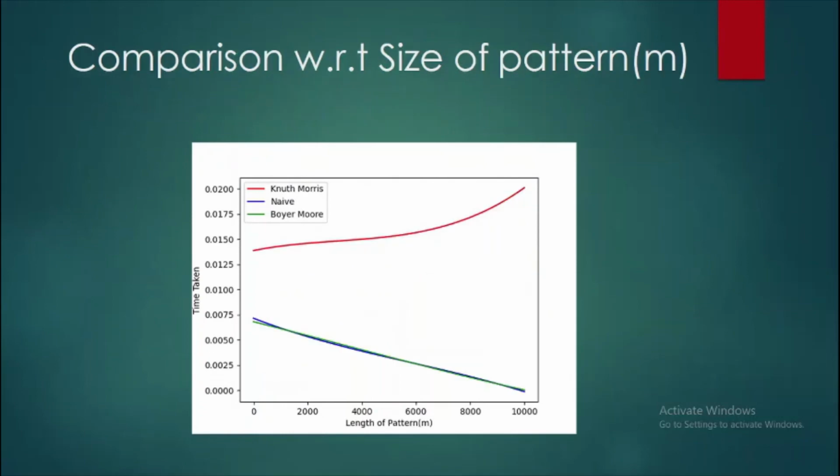Finally, moving on to the last simulation, this simulation is the comparison of size of pattern. In this simulation, we can clearly see that with an increase in the length of the pattern, Knuth-Morris becomes less efficient, whereas on the other hand, Boyer-Moore and Naïve become more efficient. That's it. Thank you guys.